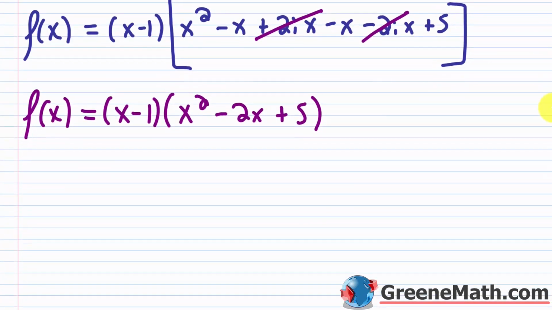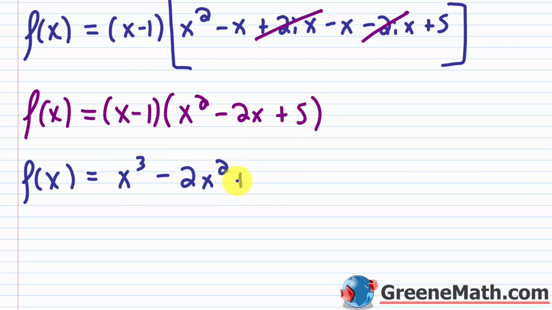I know this is tedious, but you have to do some examples of these. So we'll have f of x is equal to, I'll go through and multiply x by everything. So x times x squared is x cubed. And then minus x times 2x is 2x squared. And then plus, we have 5 times x, which is 5x. And then I have a negative 1 times everything. So basically, I'm just going to change the sign of everything here.